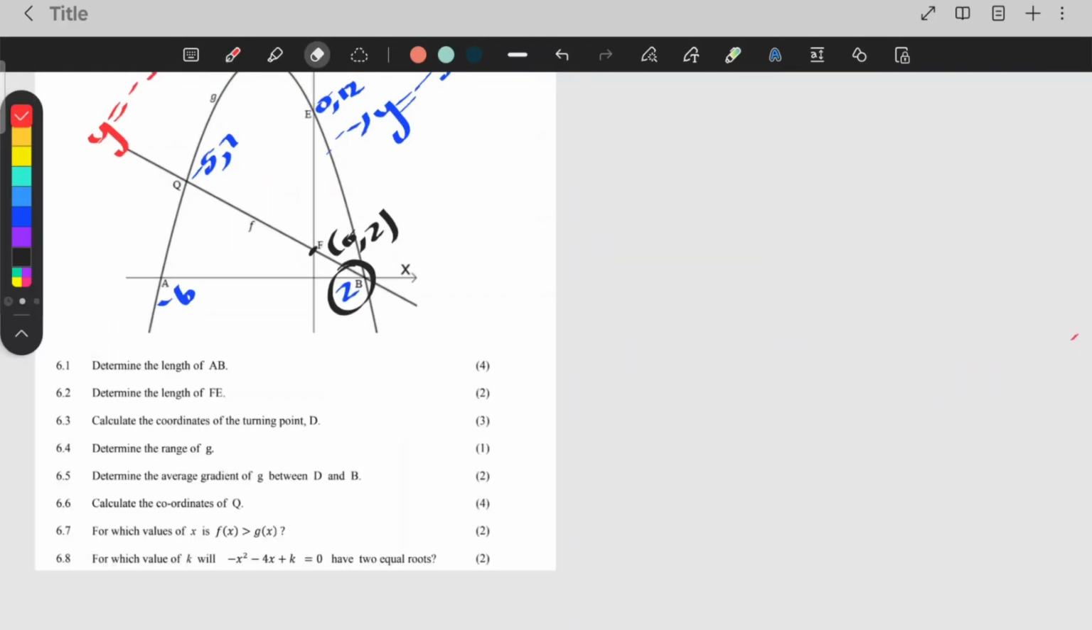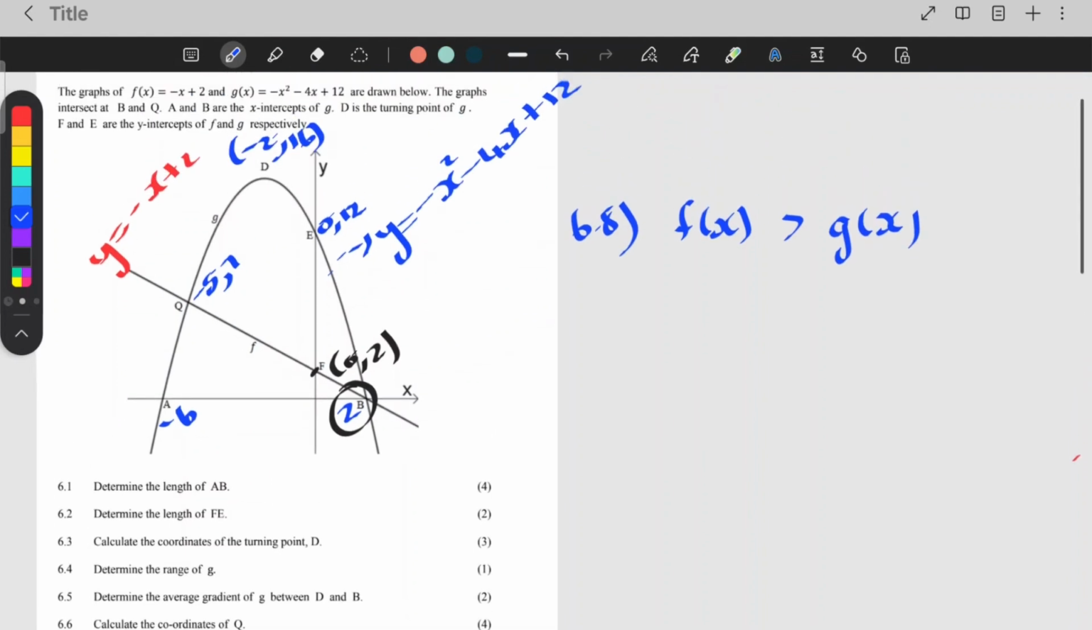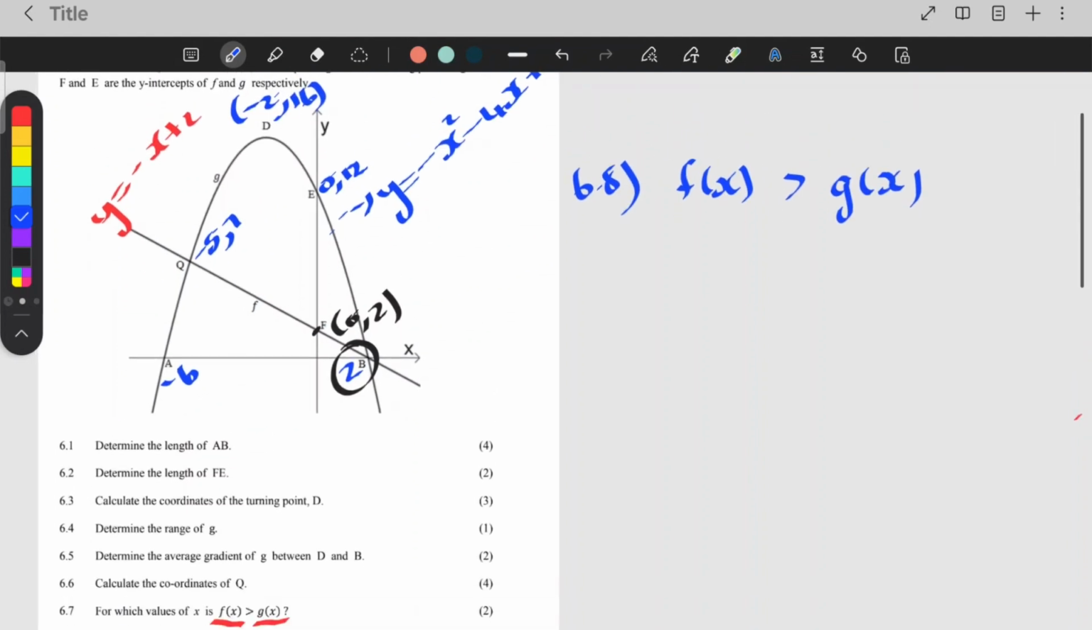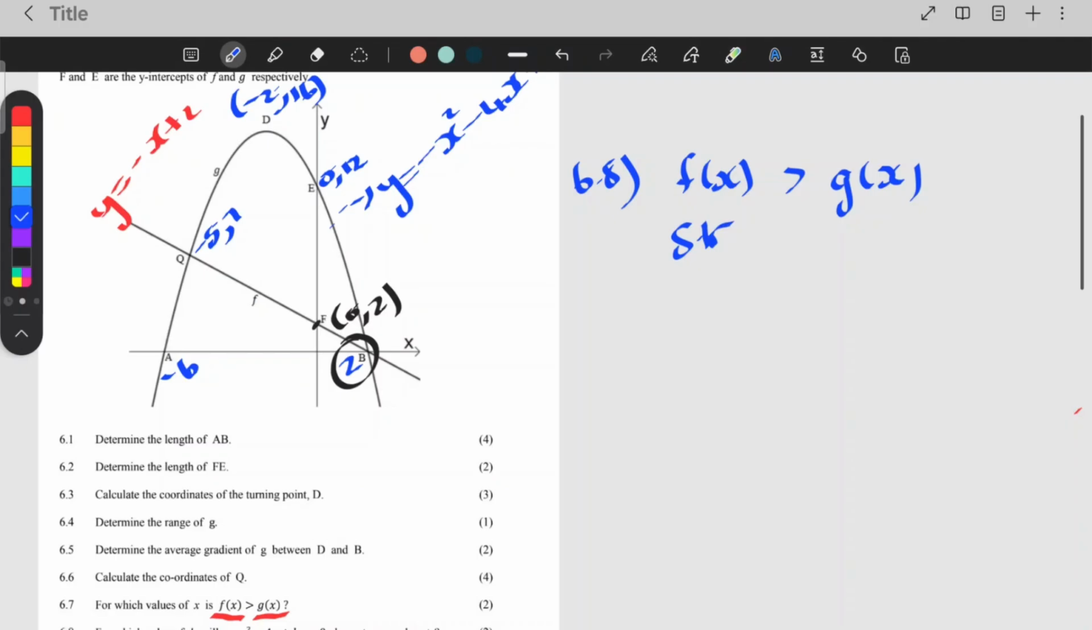Our next question says 6.7. For which values of x is f of x greater than g of x? So let's write down 6.8. So where is f of x greater than g of x? So let's look. F of x is the straight line. So the question is, where is the straight line greater than, so let's say above, the parabola?